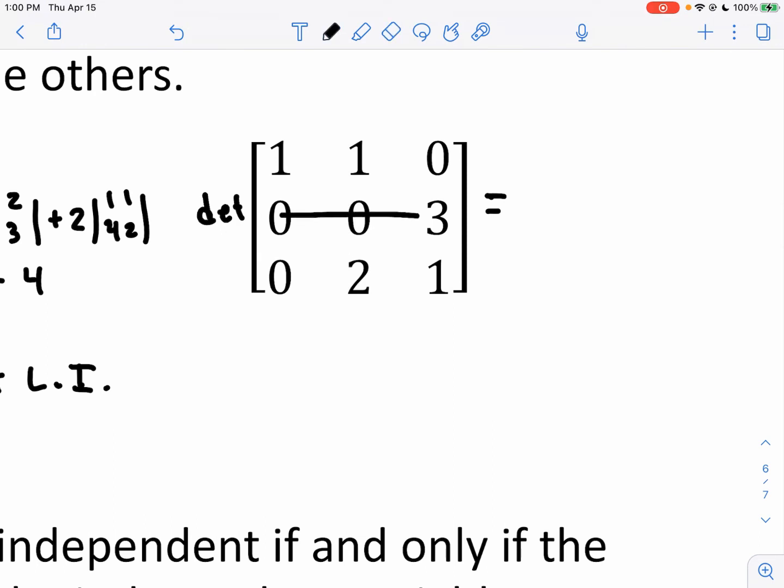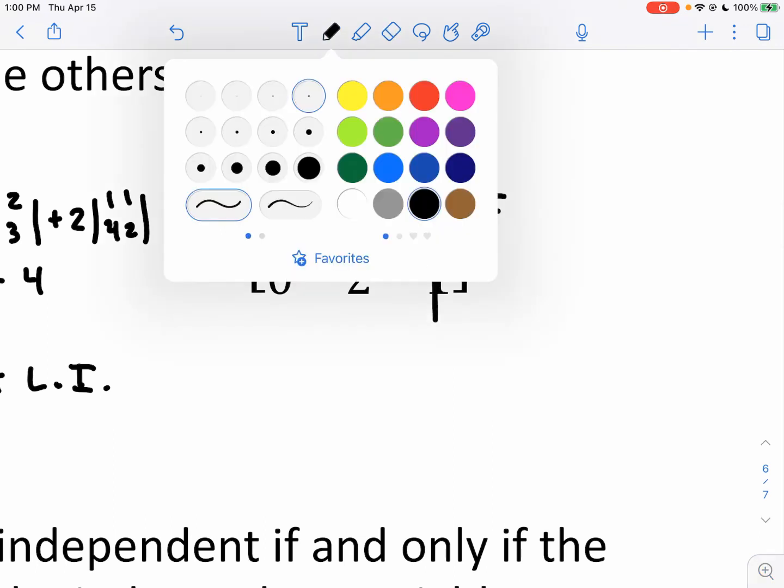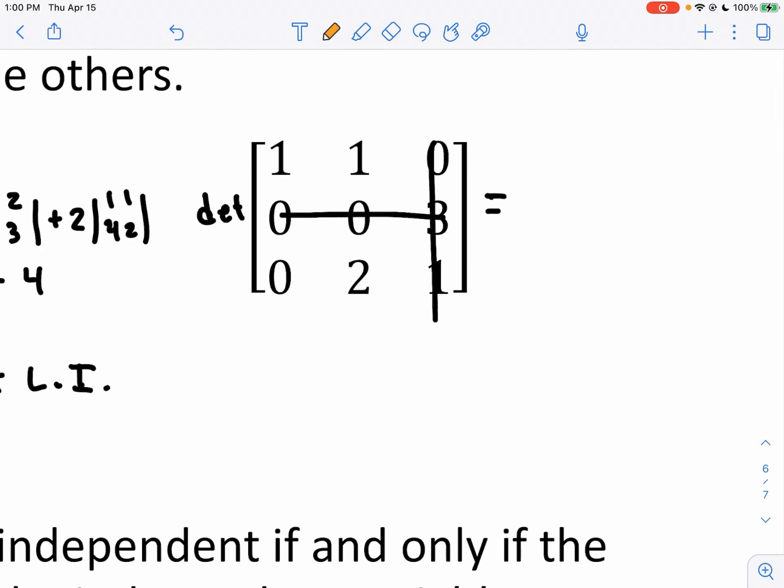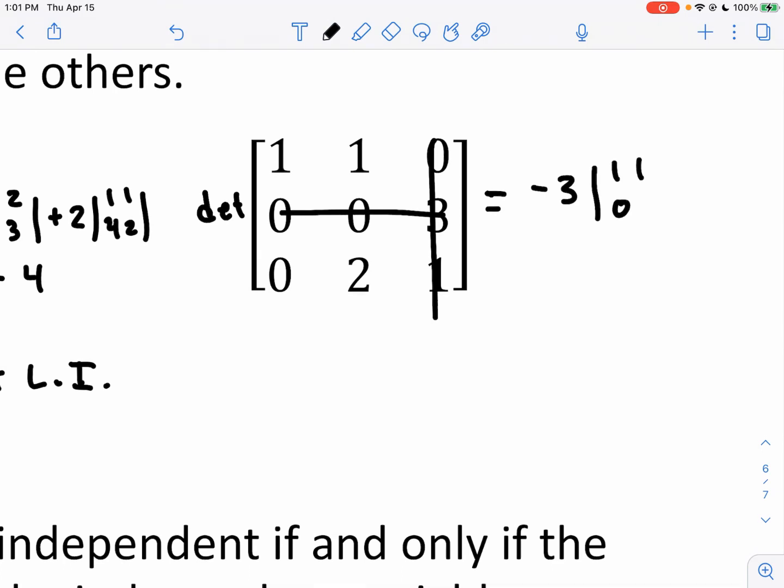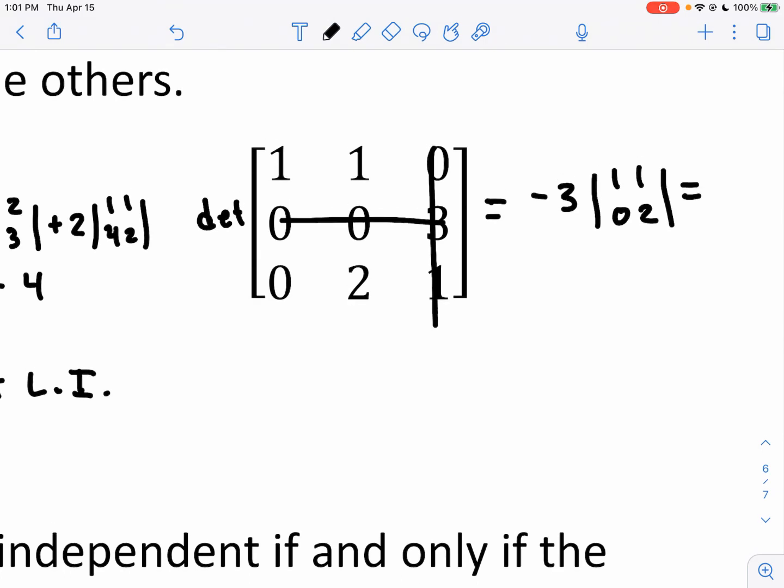But now I'm going to cross out the 3, and you have to do the matrix of signs. The 3 is in what position? It's always positive in the top left, and then you do a checkerboard. So the 3 is in a minus position. So our determinant will be equal to negative 3 times the 2 by 2 that's next to it, which is 1, 1, 0, 2. And the determinant of that 2 by 2 matrix is 2 minus 0, which is 2. So we get negative 6 as the determinant of this matrix.